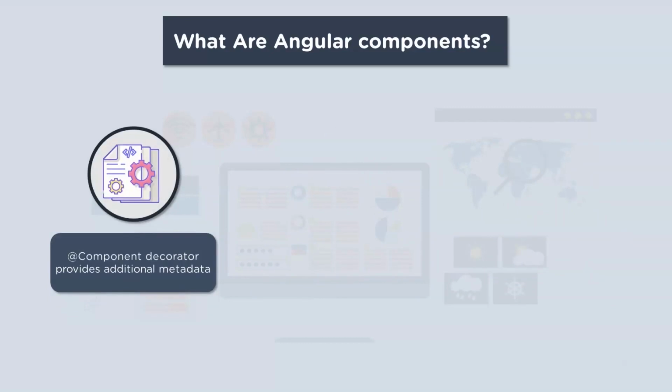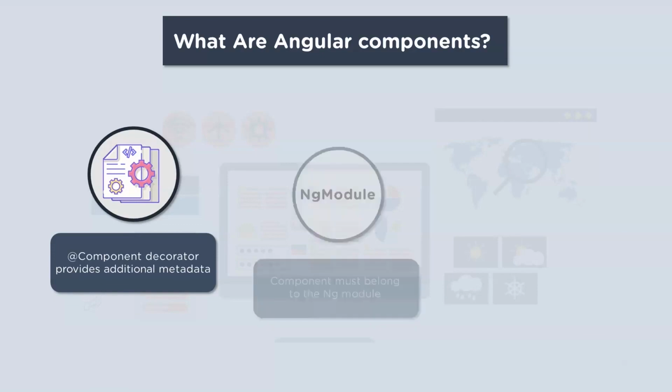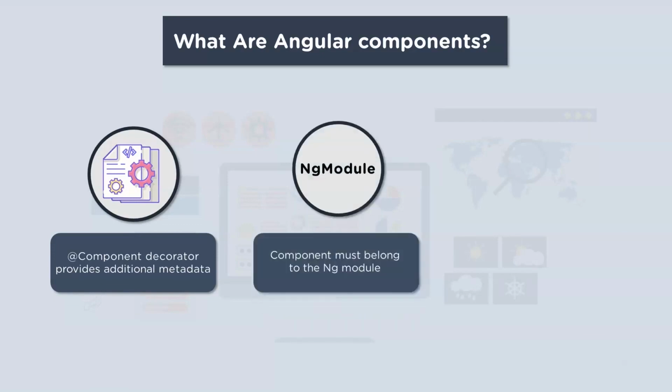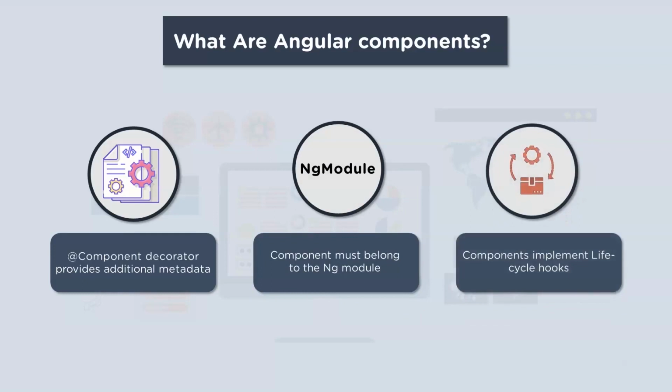Next, a TypeScript class is used to create a component. This class is then decorated with the @Component decorator. The decorator accepts a metadata object that gives information about the component. A component must belong to the NgModule in order for it to be usable by another component or application. And finally, components control their runtime behavior by implementing lifecycle hooks.